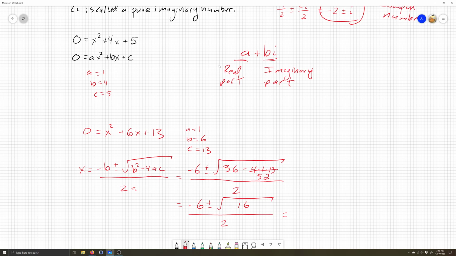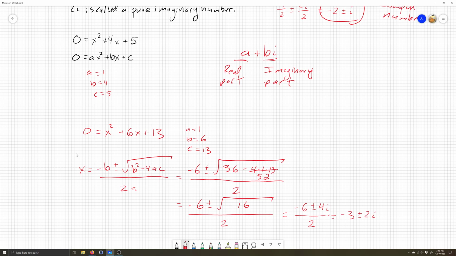So the square root of 16 would be 4, so the square root of -16 is 4i. And so I get negative 6 plus or minus 4i over 2, and that's negative 3 plus or minus 2i. All right. So that's why I care about complex numbers.